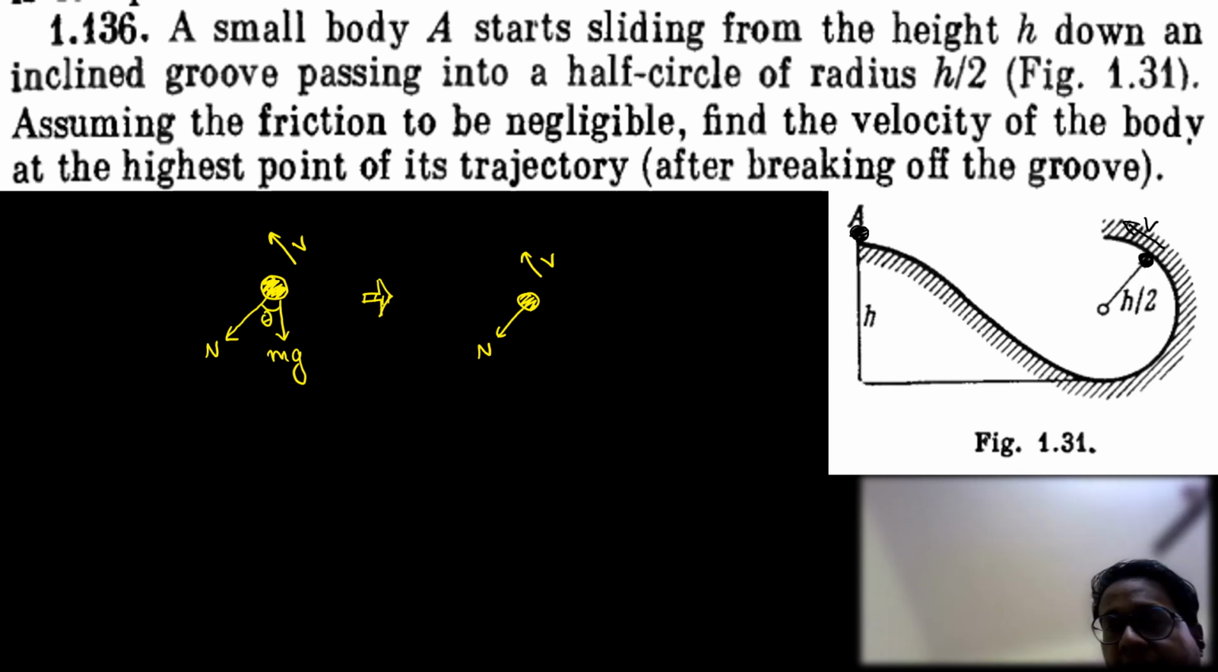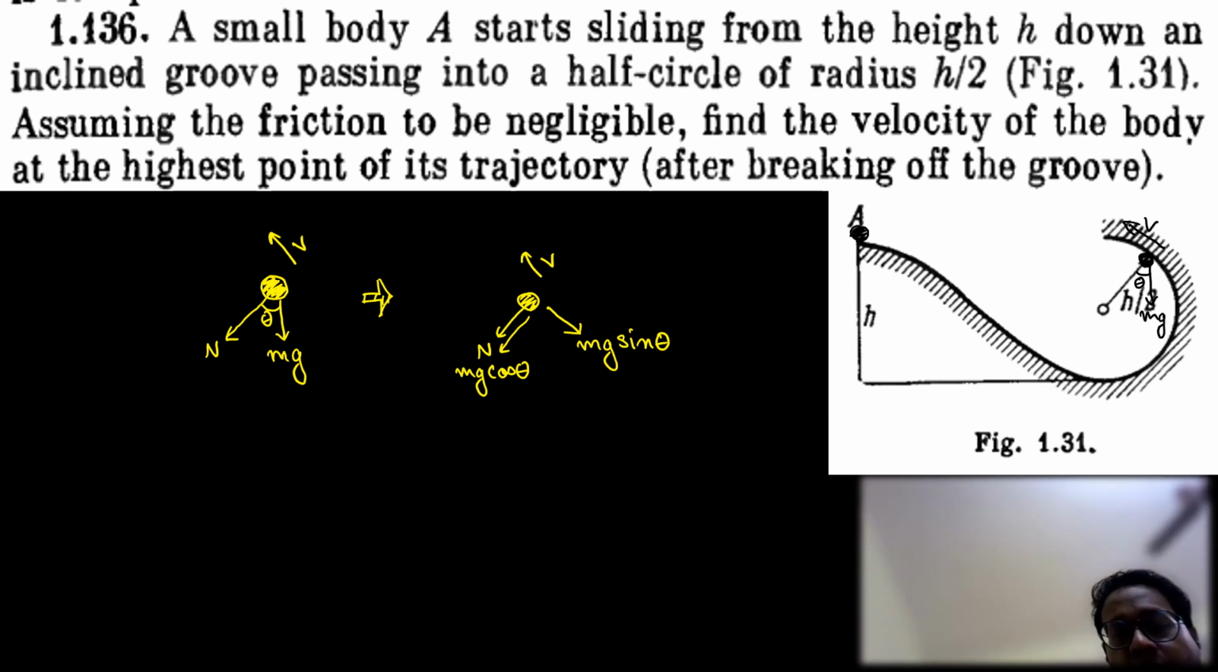Let this angle be theta. So out here this was mg, no? If this was mg, let this angle be theta. Okay, so in this direction it is mg cos theta, and in the tangential direction it is mg sin theta.